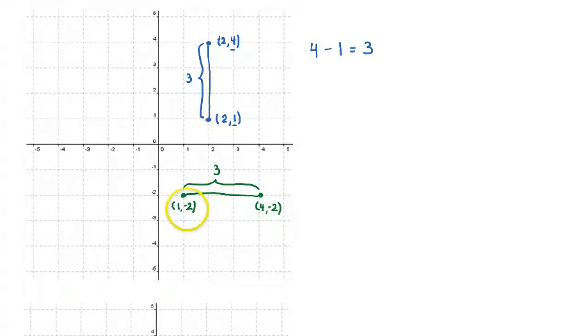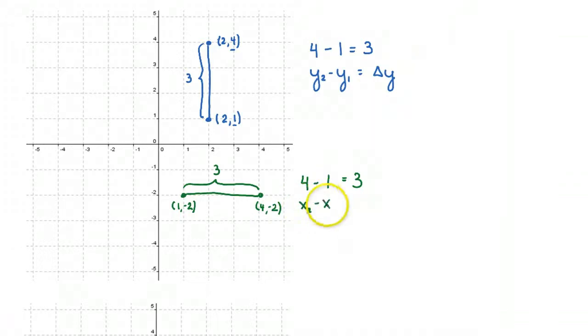Well, since the y components are constant, we can ignore those. And what we can do now is we can take the x components. So I can see here that 4 minus 1 is equal to 3. So what we're doing here is, in the first case, the vertical line case, we're taking one of the y values, let's call it y2, and we're subtracting the other y value, let's call it y1. And that's equal to the change in y, right? And for the x values, if we're taking x2 and we're subtracting x1, that's the change in x.